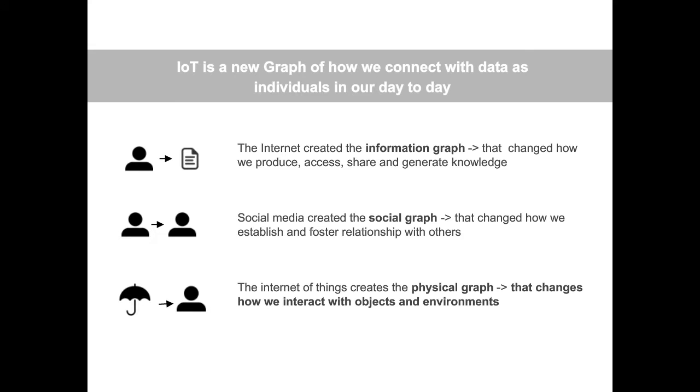So IoT is a new graph of how we connect with data as individuals in our day-to-day lives. We also argue that the Internet created the information graph that changes how we produce, access, share, and generate knowledge. Social media created the social graph that changed how we establish and foster relationships with others. The Internet of Things creates a physical graph that changes how we interact with objects and environments.